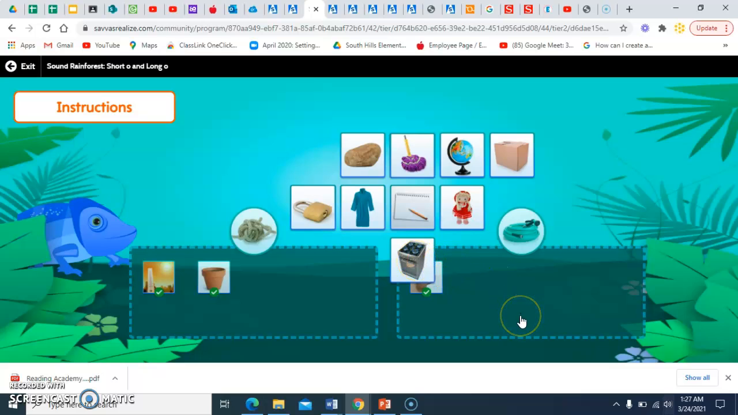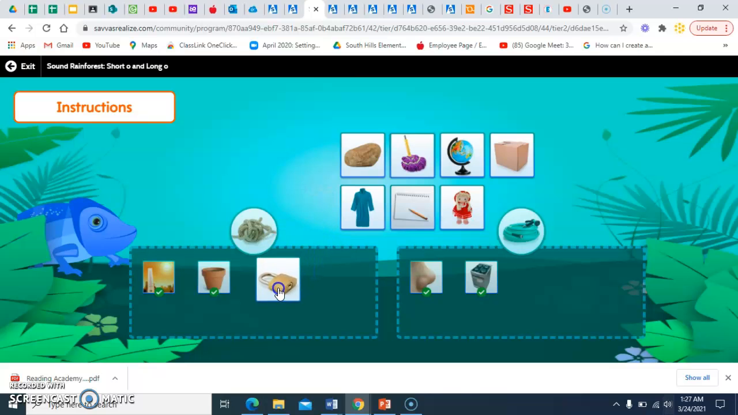This one, stove. So it has the O sound. So we have to put it with hose. Next one, lock. And so if it has the ah sound, like not, it has to go there.